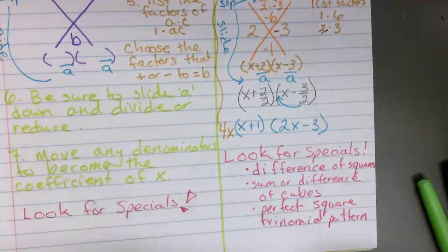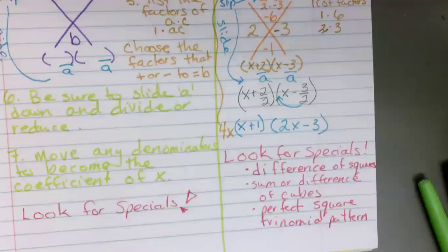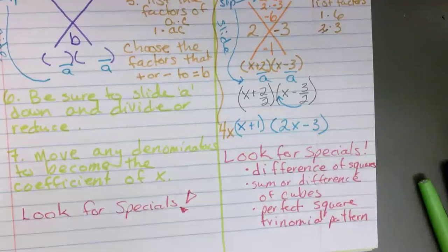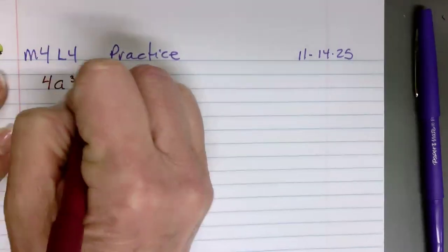All right, I'm going to turn the page and we're going to do it one more time with a different problem just to practice it. I encourage you to have this page handy so that you can go back and forth to remind yourself of the steps. All right. Here we go. I am titling my page Module 4, Lesson 4, Practice. And we're going to go 11, 14, 25. And our practice problem is going to be 4a cubed minus 49a.